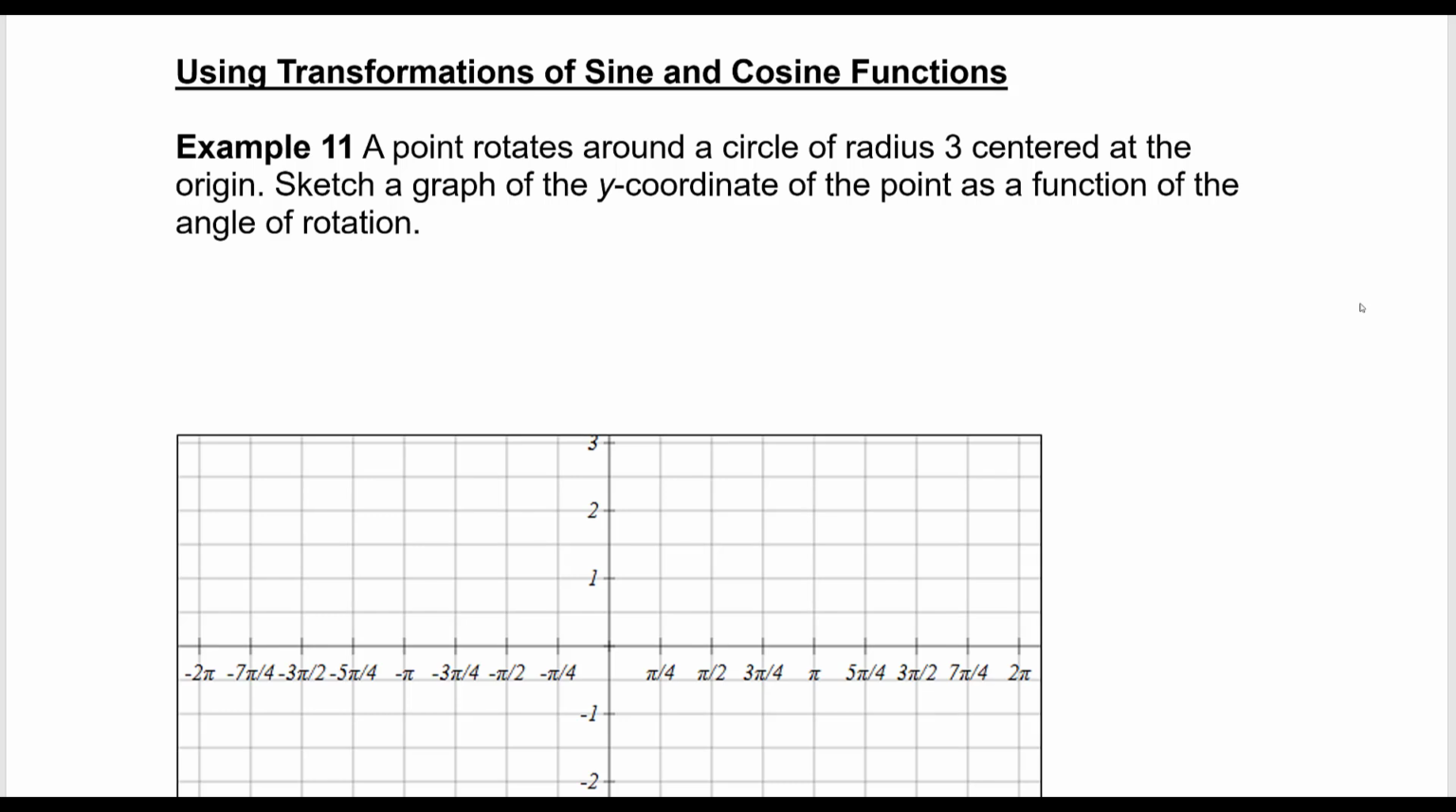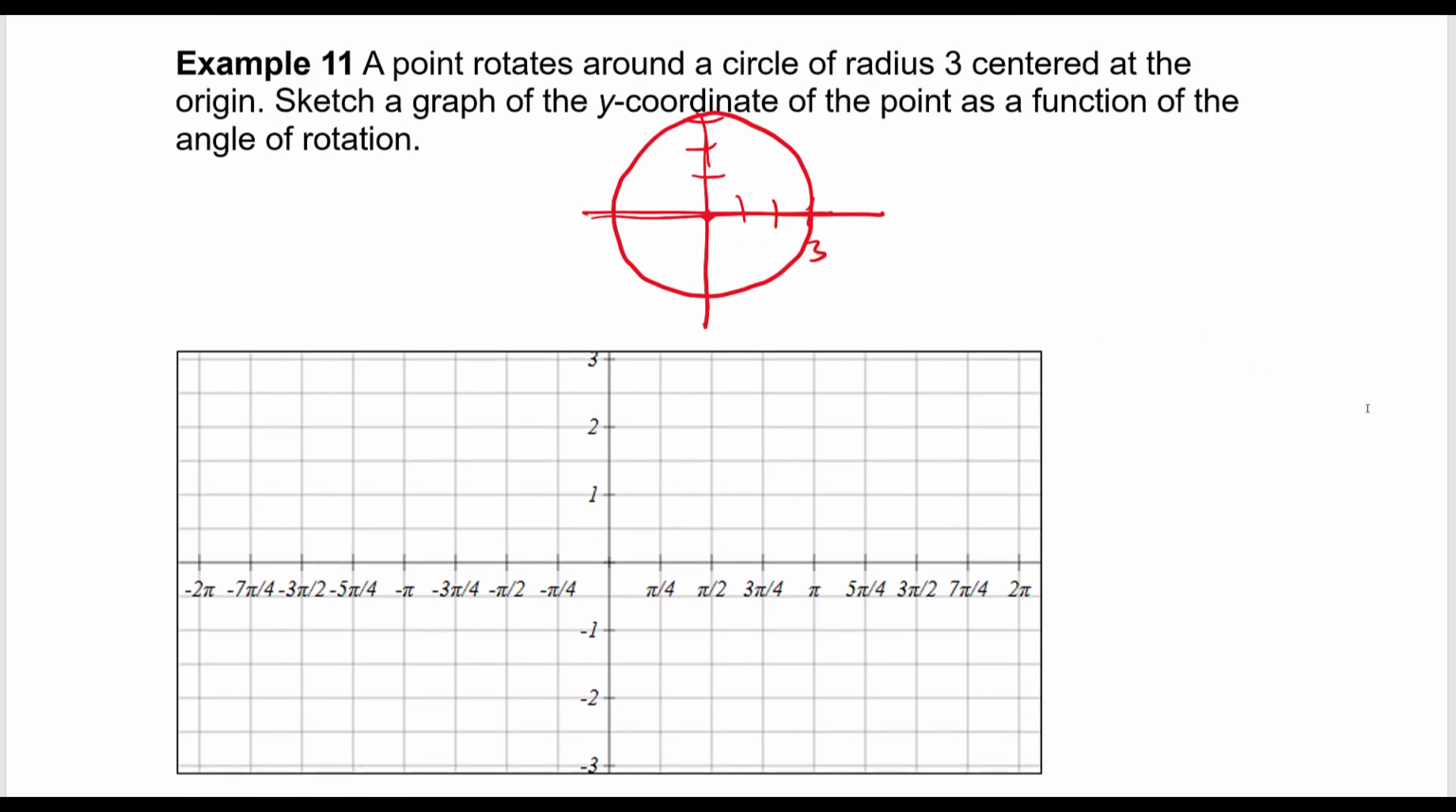So just imagine, here's our circle. It's out to 3. So it's going to be going around like so. Whenever the graph starts, it starts at the height of 0. Then as we go on to pi over 2, it gets up to 3.